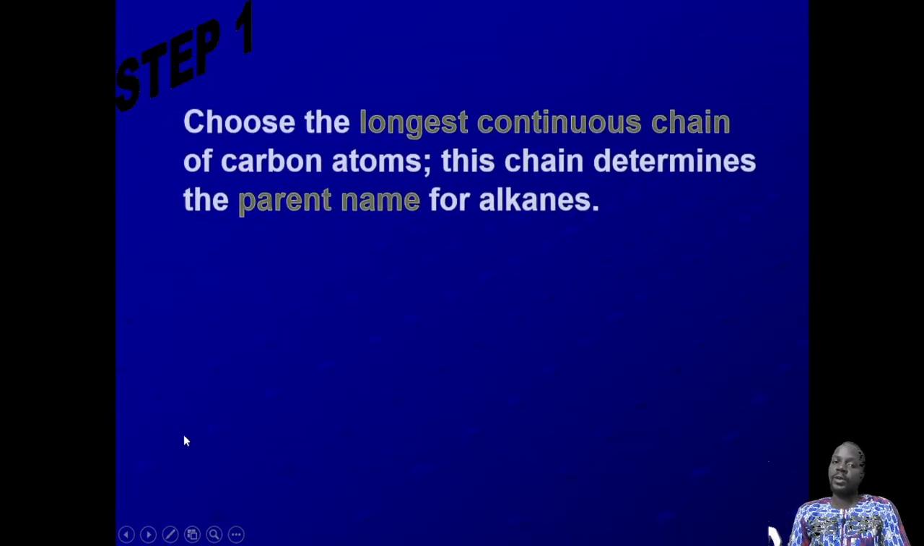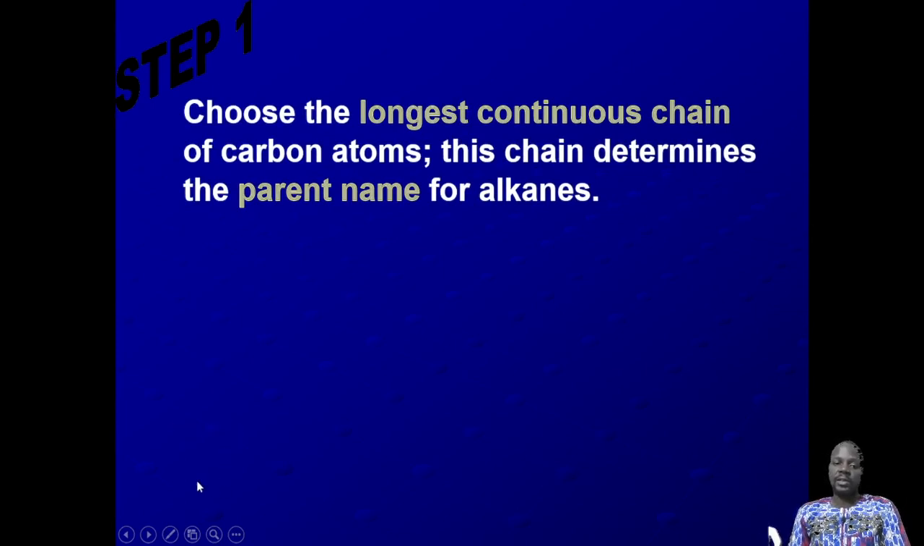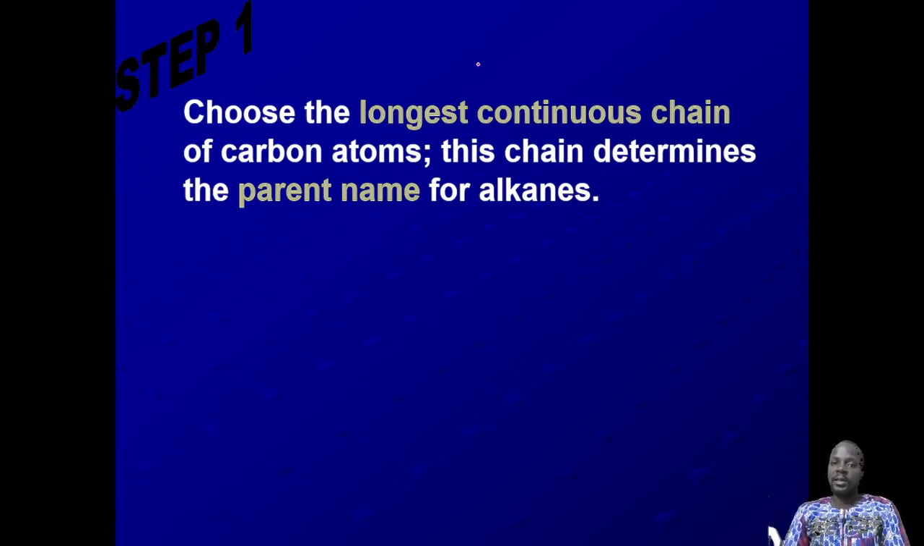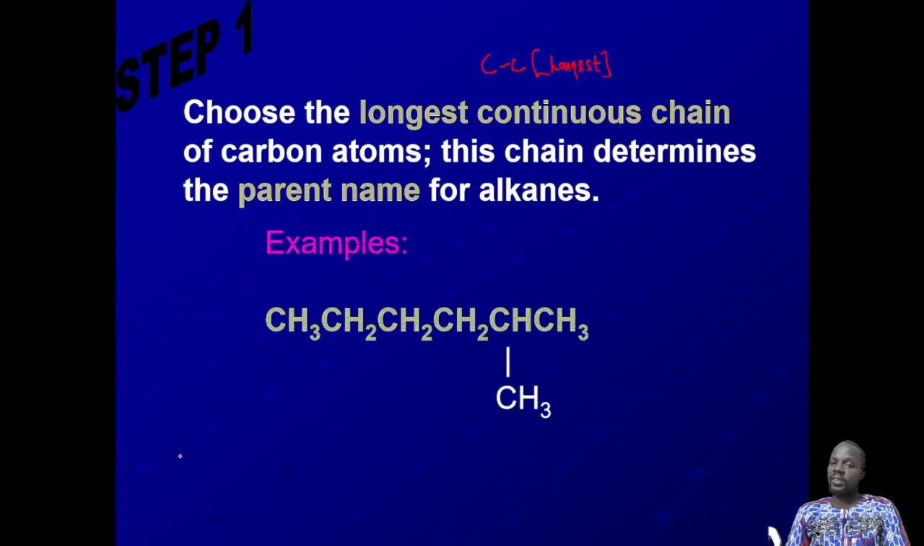So let's start. The first step, step one, I always tell students about this in the classroom. You are to choose the longest continuous chain of carbon atoms. This chain determines the parent name for alkanes. You need to understand something: we call this a carbon-carbon chain. So please always keep that at the back of your mind. The carbon-carbon chain is very, very important. So the longest carbon-carbon chain should be what? It is not necessary that this longest carbon-carbon chain should be a straight chain. So always keep that at the back of your mind.